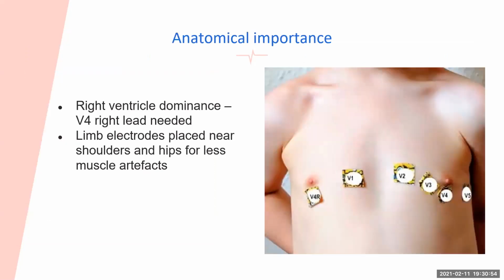Okay, welcome. So next, this is the anatomic importance of ECG, where we place the chest leads. Because the baby physiologically in the uterus has right ventricular hypertrophy, we might have to have a V4 right lead as well. And limb electrodes are placed near the shoulders and hips for less muscle artifacts.